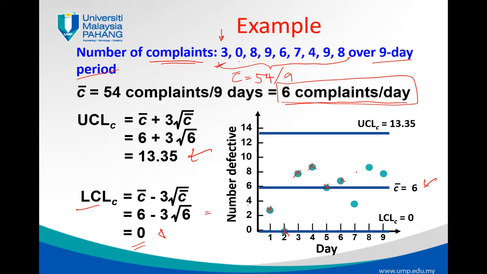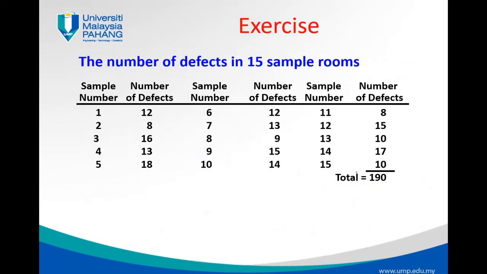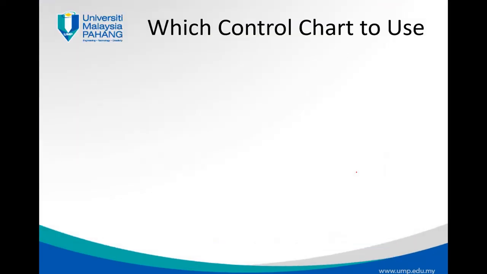Then we also need to assess the other criteria to conclude whether this process or activity is within control or out of control. This is for exercise.